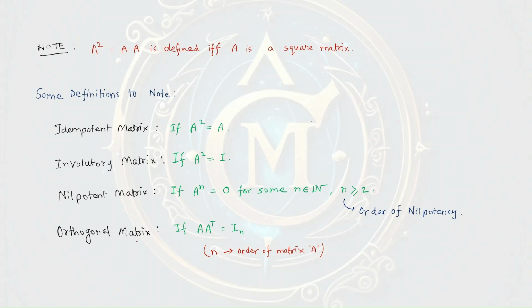Now coming to orthogonal matrices. If A multiplied by its transpose matrix becomes the identity matrix. Now this I_n is basically the nth order identity matrix. Here n is the order of matrix A. Now note that these definitions are true only for square matrices. So the order of the square matrix A is n by n. So if A into A transpose is the identity matrix, then we call that matrix A an orthogonal matrix.